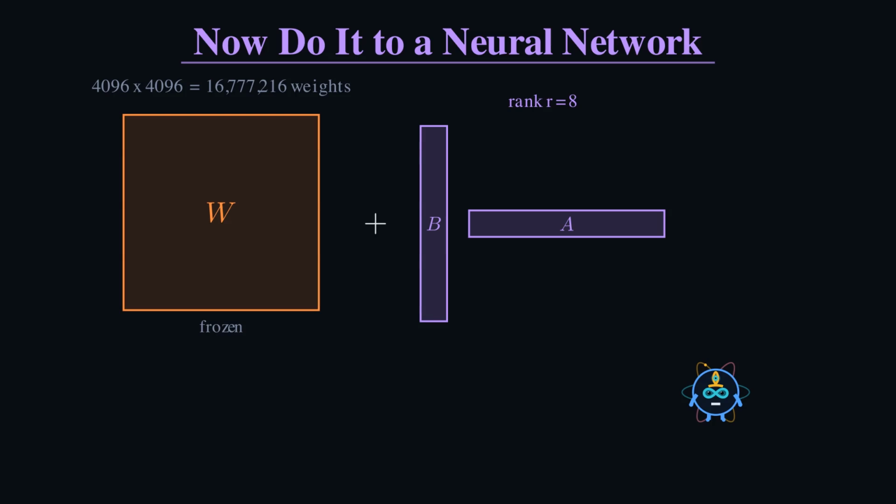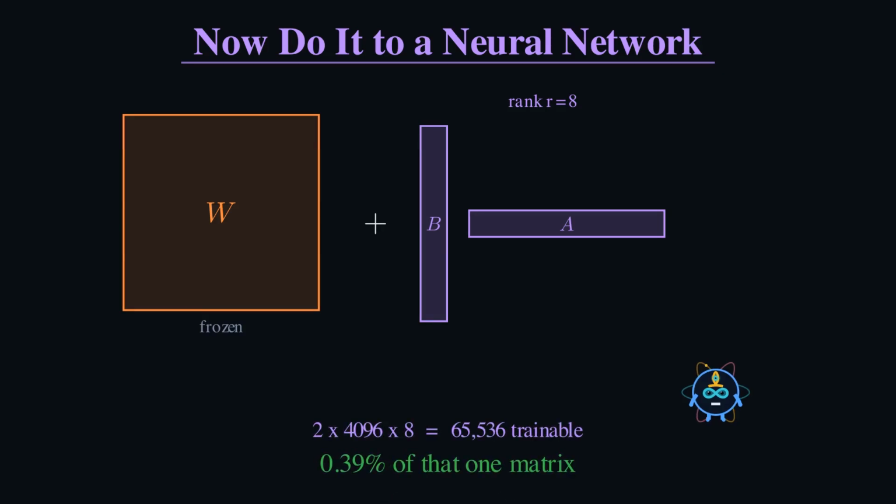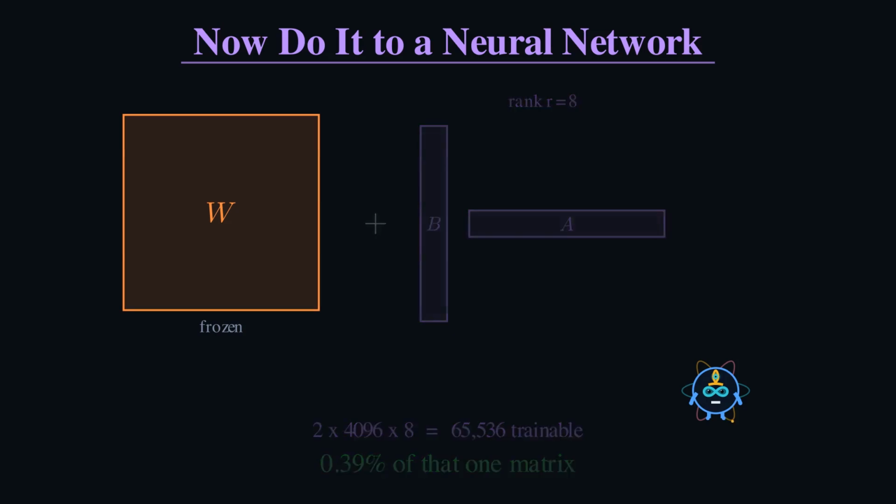Two skinny matrices, B and A, count them. 65,000 numbers instead of 17 million. 0.39% of that matrix, and across a 7 billion parameter model, LoRA typically trains well under a tenth of 1% of it. The photograph you just watched rebuild itself, and the way people fine tune a giant language model on a single graphics card are the same piece of mathematics.